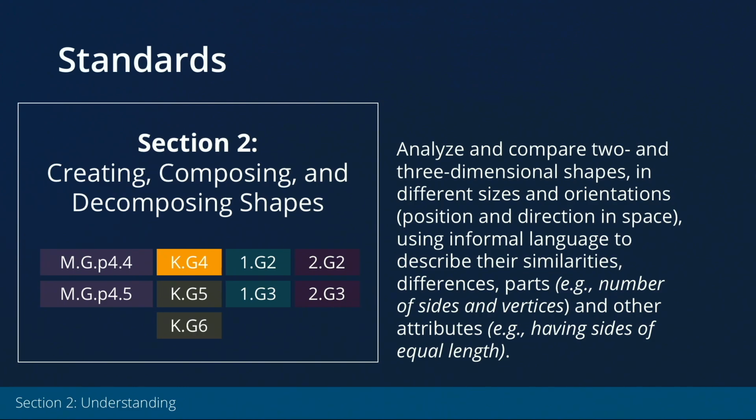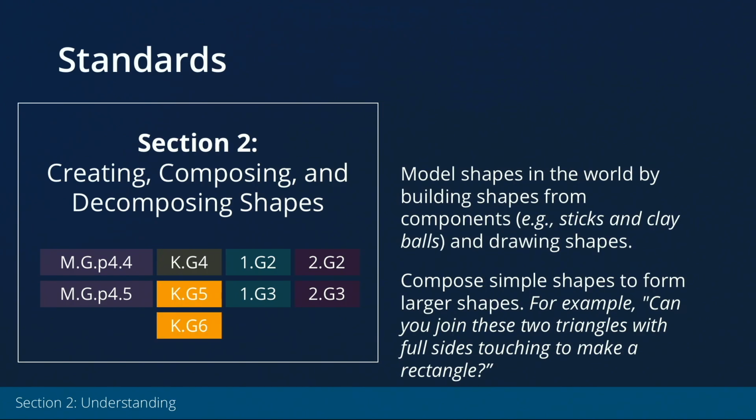In kindergarten, students are expected to analyze and compare 2- and 3-dimensional shapes and talk about using informal language to describe their similarities, differences, and parts. So in kindergarten, students are going to model shapes by building shapes from components and drawing shapes, and then compose simple shapes to form larger shapes.